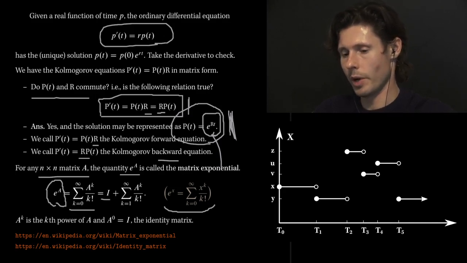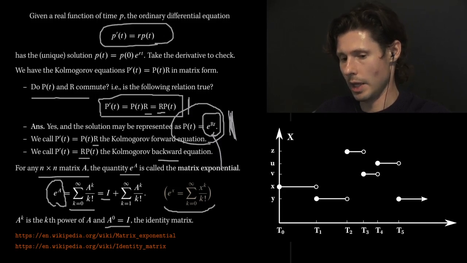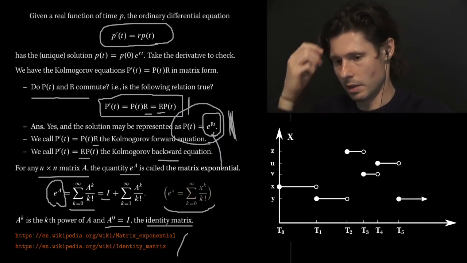The first term, by the way, is the identity. So, any number raised to the 0 power is 1. Any matrix raised to the 0 power is the identity matrix. The identity matrix is the one with all ones on the diagonal and zeros elsewhere. So I've left a couple of links here to take a look.